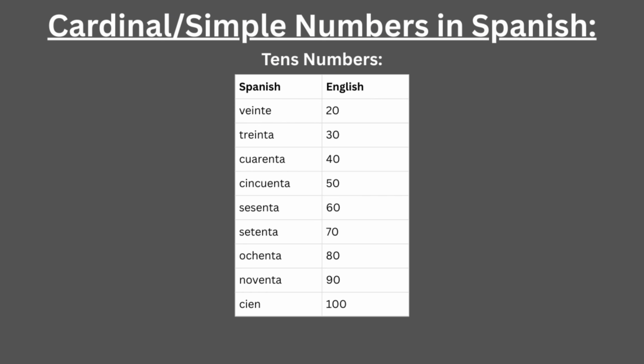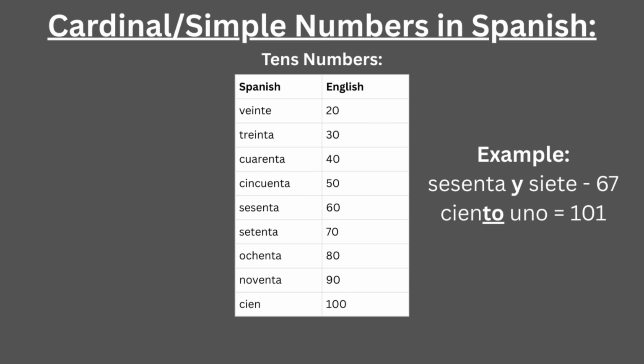Numbers past 29 are 30, 40, 50, 60, 70, 80, 90, 100. When expressing a number, Spanish uses a conjunction, like 67. When saying a number in the hundreds, 100 becomes ciento, like 101.